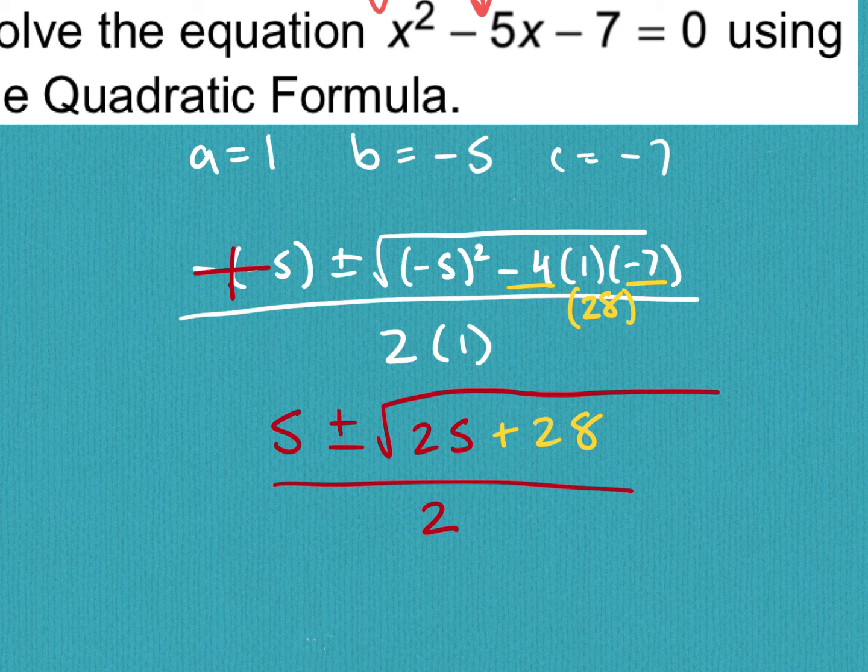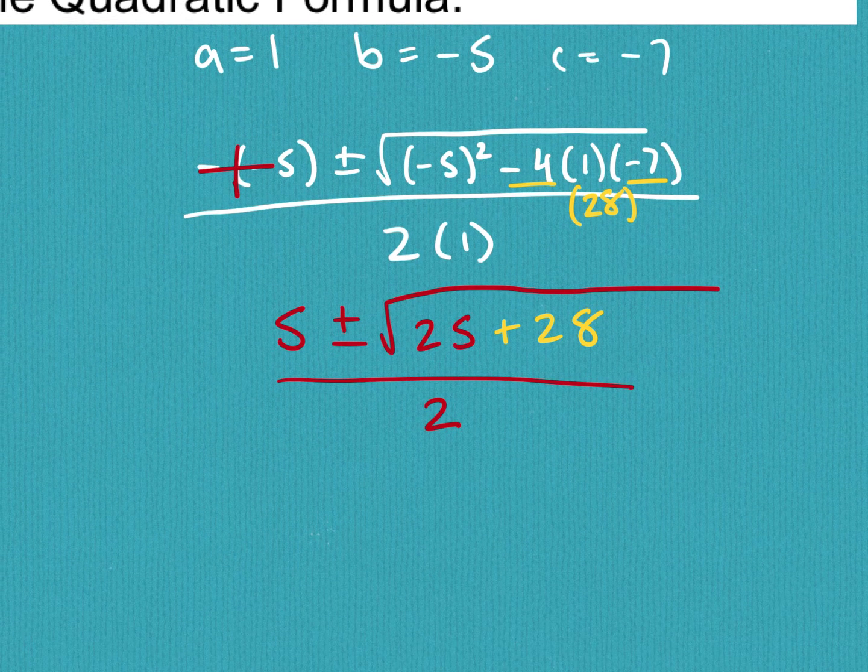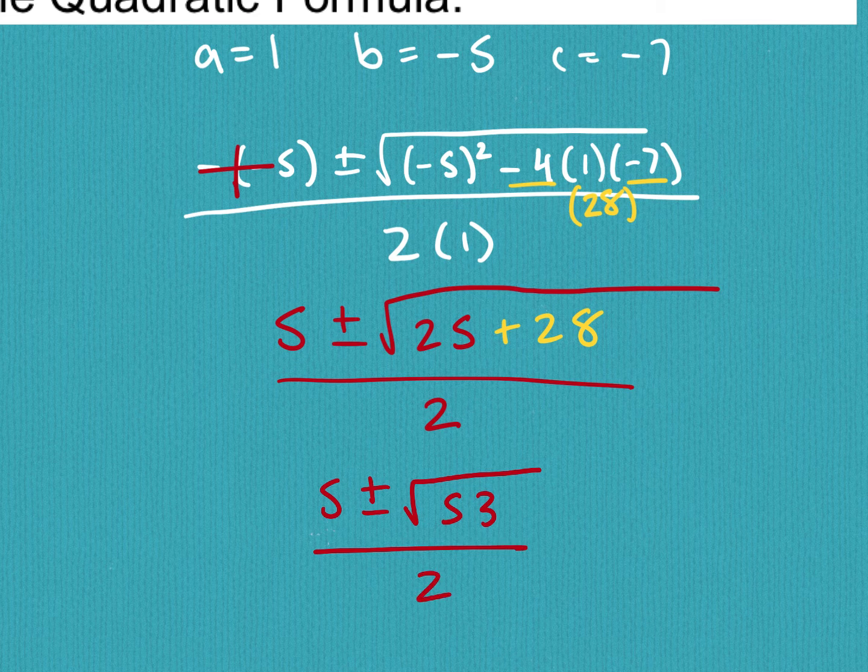And then the last thing we have to do is the addition under our square root. So we have 5 plus or minus, what's 25 plus 28? 53, over 2. And x equals that, and that's our answer.